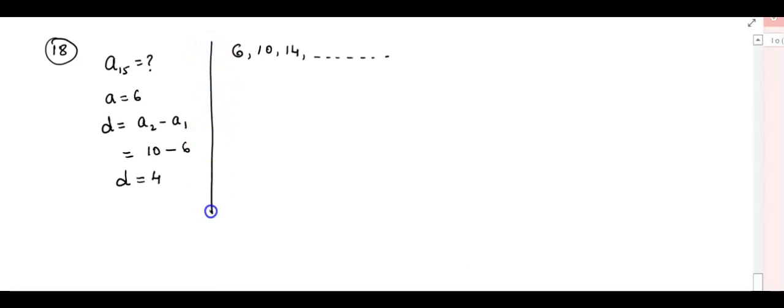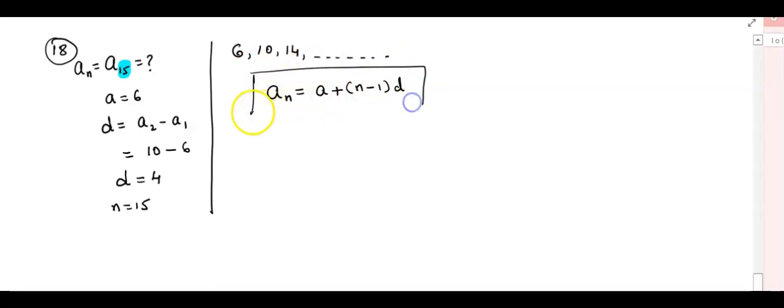Now we have to find A15, right? A15 is in the form of An. So what is the value of n here? That is 15. So if it is in the form of An, then we have the formula to find An. An equals a plus n minus 1 into d. This is the formula to find the nth term.